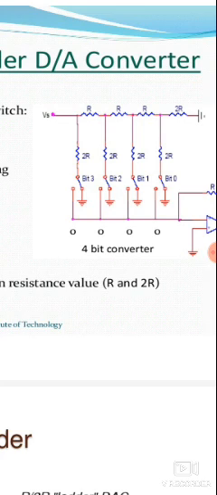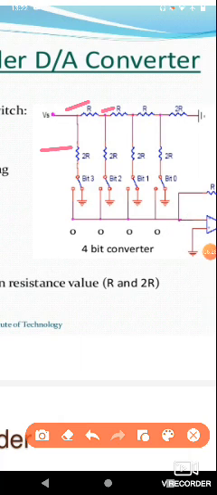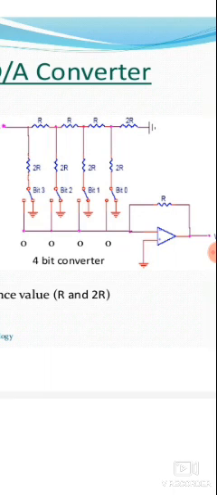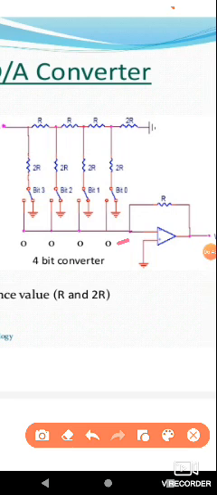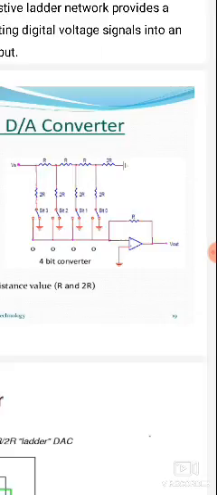Next, we are arranging the resistors in an R and 2R series-parallel combination. This is the first resistor R, 2R, R, 2R, R, 2R. So arranging the resistors in a series-parallel combination, the bit output will be given to the inverting terminal of the op amp. The op amp consists of mainly two inputs, one is the inverting input and the second one is the non-inverting input. Here R is the feedback resistor and the last one is V out, the output.